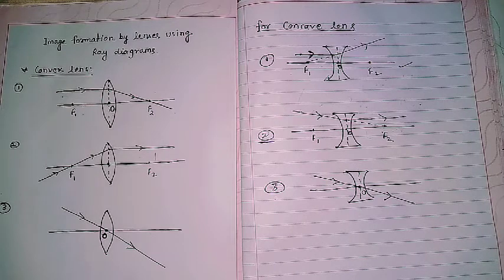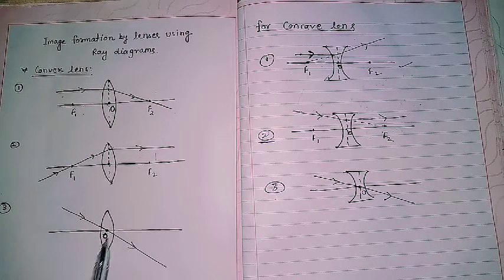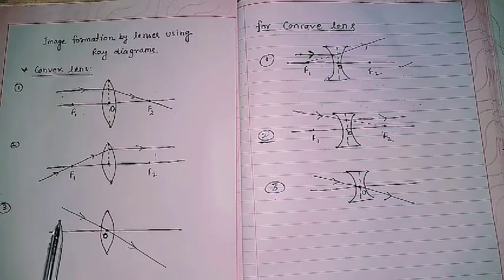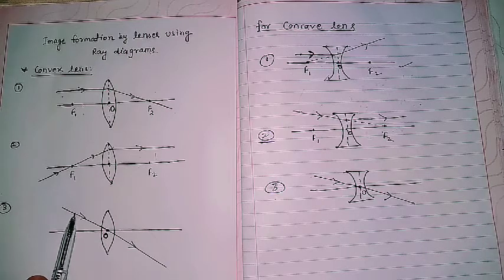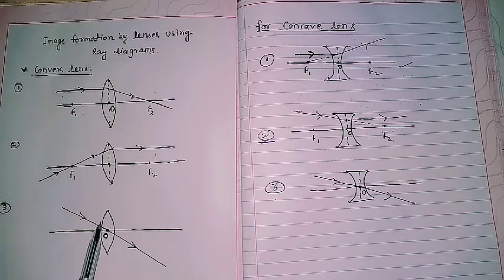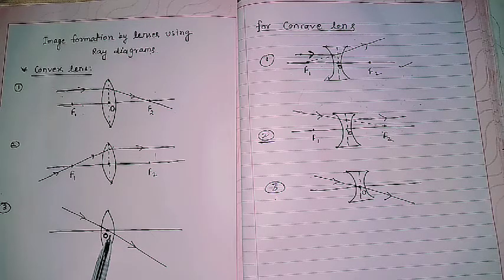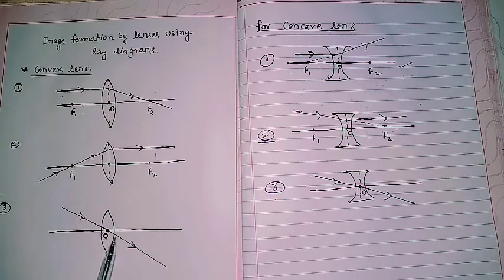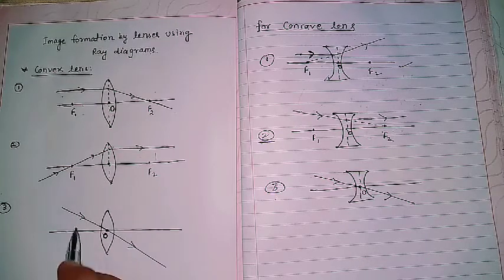And now you can see the third rule. If the light ray passes through the optical center, what will happen? A ray of light which passes through the optical center of a convex lens does not suffer any refraction. You can see here there is no refraction. It passes through the lens without any deviation, which means the light ray will pass in a straight line.